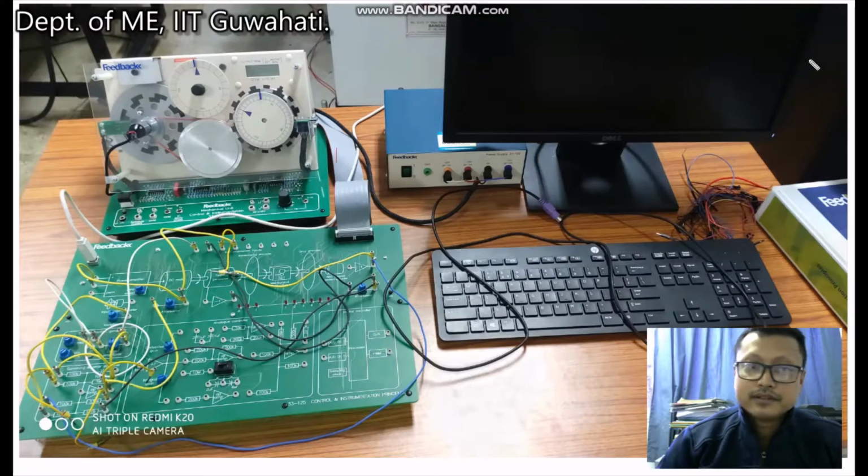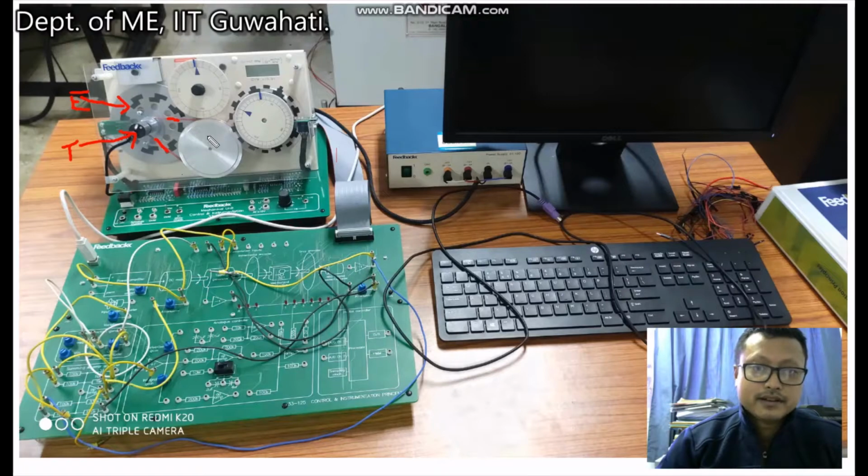In this experiment, this is the incremental encoder, and this is the tacho generator. On the same shaft, behind, there is a DC motor. So the DC motor RPM you can measure by this incremental encoder, and also you can measure the RPM of this motor by this tacho generator. This is connected by a belt drive.